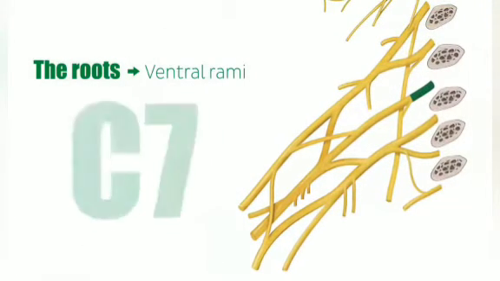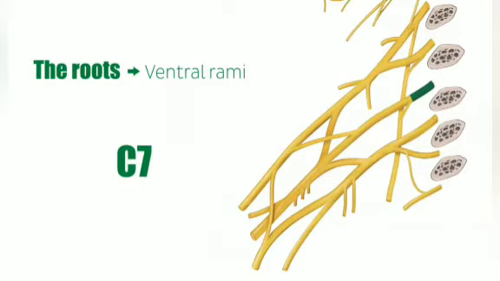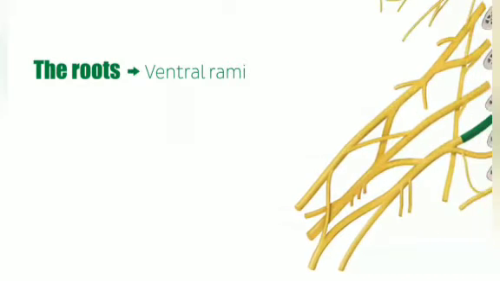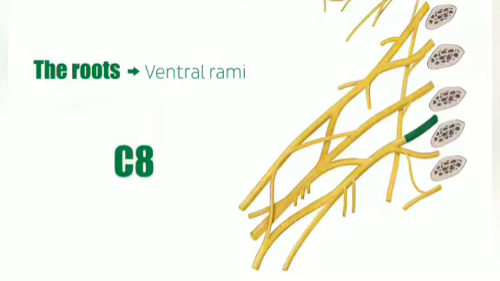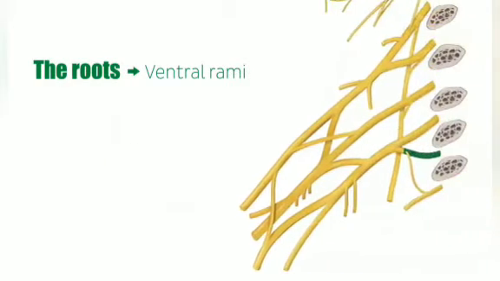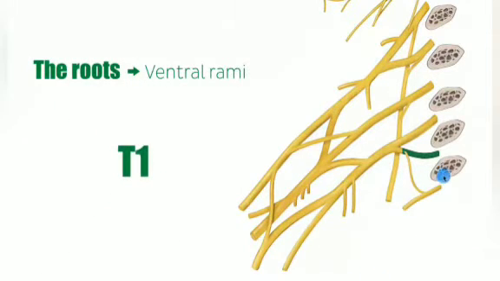The next root is the continuation of the 6th cervical spinal nerve, which also emerges above the 6th cervical vertebra. The same is also happening with the 7th cervical spinal nerve, which gives rise to the next root of the brachial plexus. The 8th cervical nerve, which you can now see highlighted in green, emerges above the 1st thoracic vertebra, which we can see here. The final root of the brachial plexus arises from the 1st thoracic spinal nerve, which emerges below the 1st thoracic vertebra.